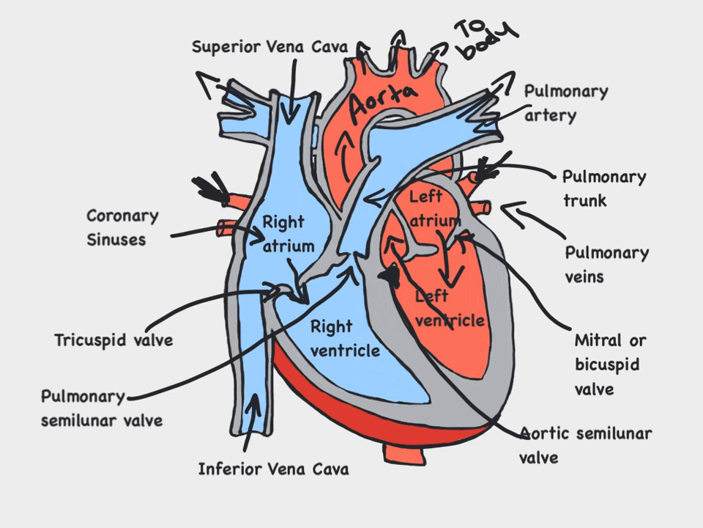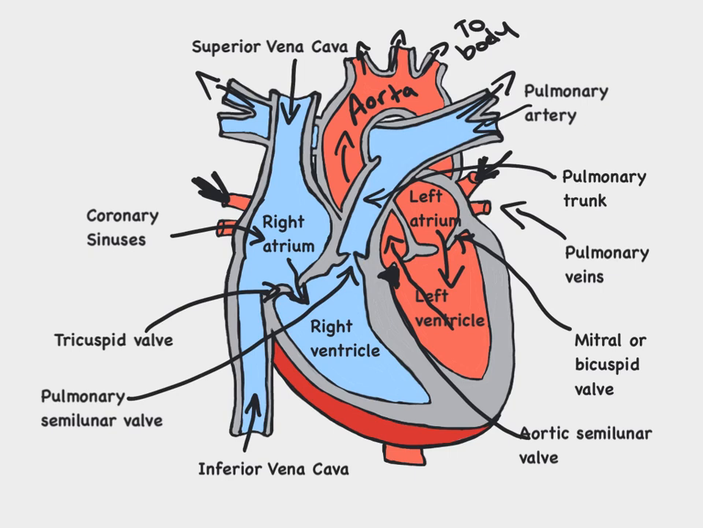I want to point out a few things while we're looking at this picture. One of them is that the muscle wall on the left side of the heart is thicker than the muscle wall on the right side of the heart. Now think about that. Why do you think that is? If you said it's because the left side of the heart pumps blood to the body, then you're correct. The right side of the heart only pumps blood to the lungs.